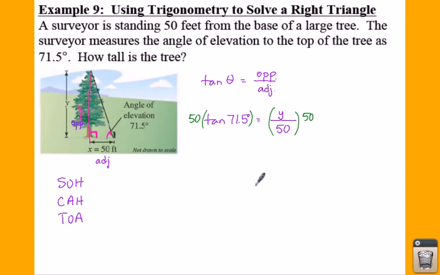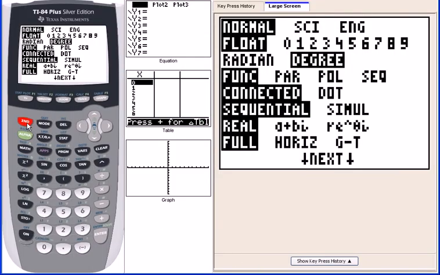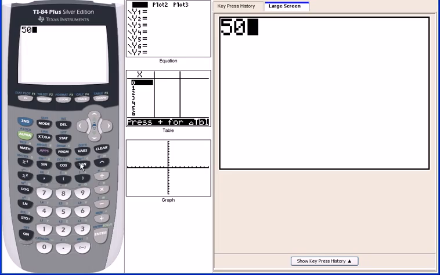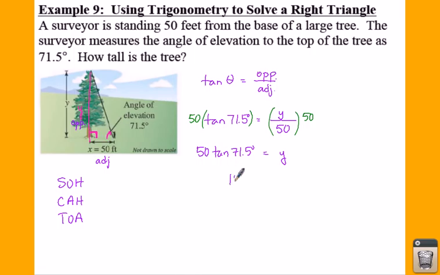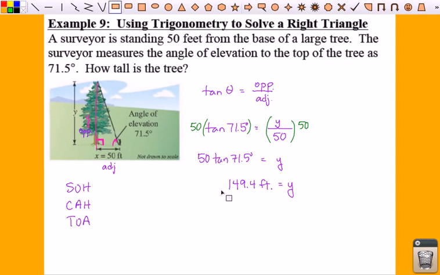So what we're going to do is, if you saw this equation for y, you're going to get 50 tangent of 71.5 degrees is equal to y. So you just plug this into your calculator: 50, tangent, 71.5, equals, 149.4 feet. So the height of this tree is 149.4 feet.